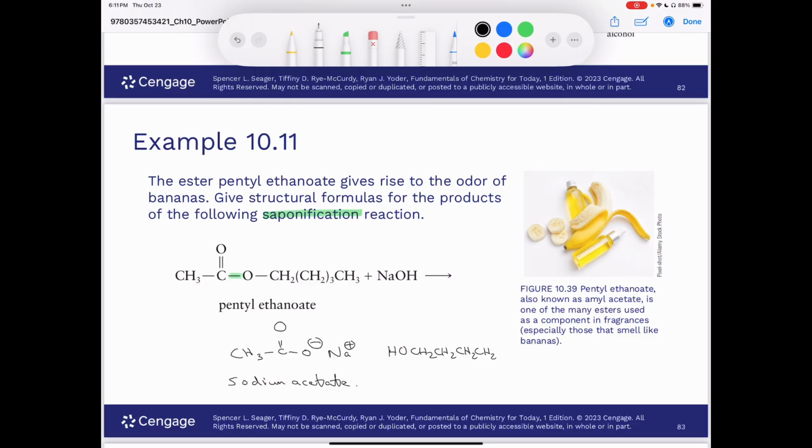I want to make sure I have the right number of carbons here. Now they used a condensed structure. I put the whole thing here. So this would be 1-pentanol. And those are the products of this saponification reaction.